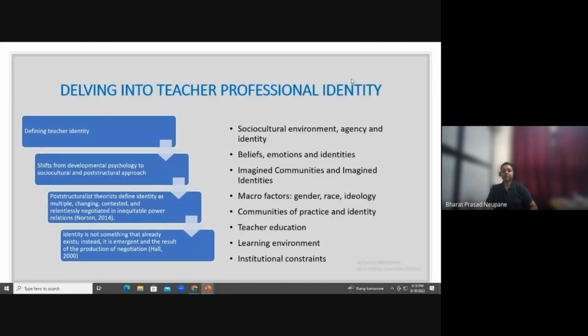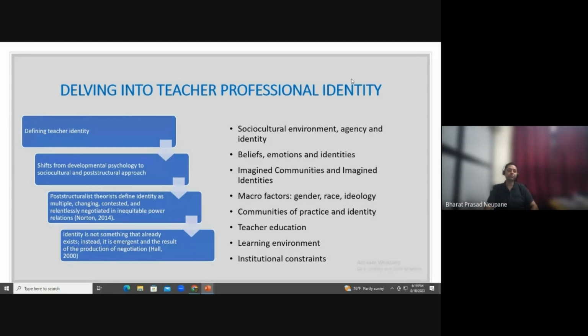And after the formulation of these questions, I started exploring the thematic area in depth, and I came across different definitions of teacher identity and different approaches of exploration of teacher identity, particularly in the context of English language teaching. I found that there has been a shift from developmental psychology to sociocultural and post-structural approach in looking at the concept of teacher identity. And these post-structuralist theories define identity as multiple, changing, contested, and relentlessly negotiated in unequal power relations. I mean, this power influences identity construction.